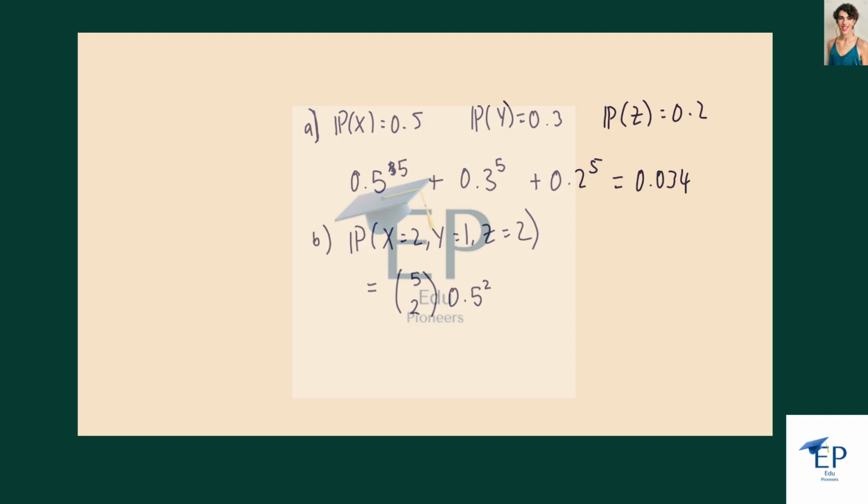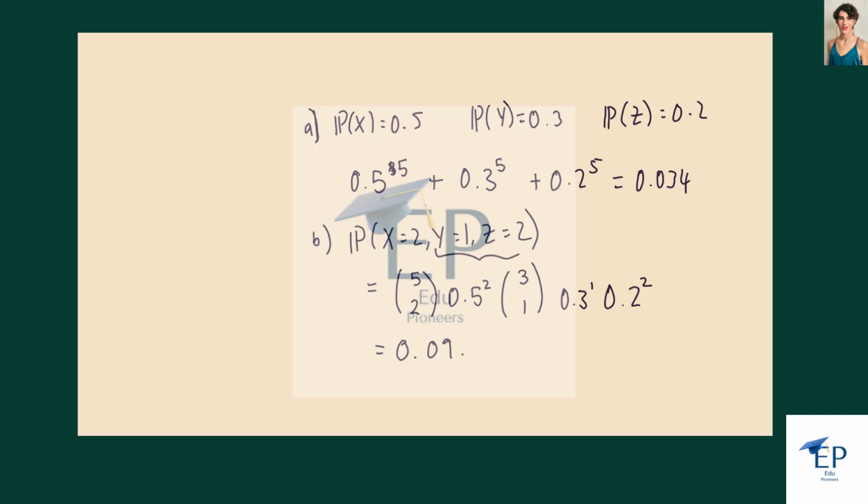But then instead of just putting 0.5 cubed, we want to specify that Y gets 1 and Z gets 2 out of that. So now we have 3 remaining trials, and we want Y to get 1 of them. So we're going to have 3 choose 1 times 0.3 to the power 1 times the probability that Y doesn't get it, which is the probability that Z does, which is 0.2 to the power 2. And if we compute that, we find that we get 0.09.